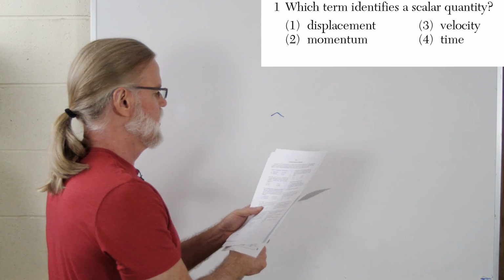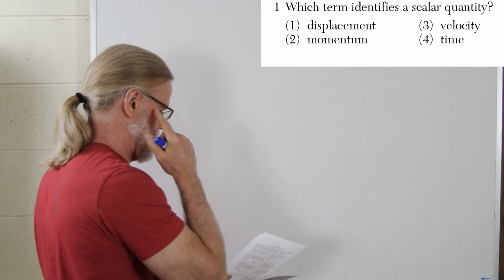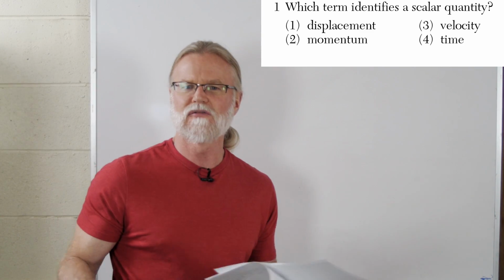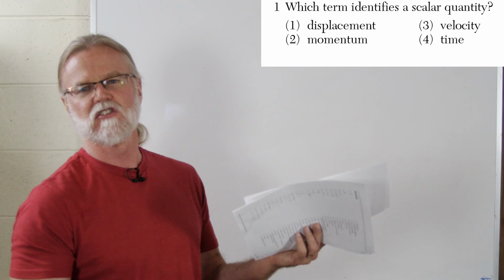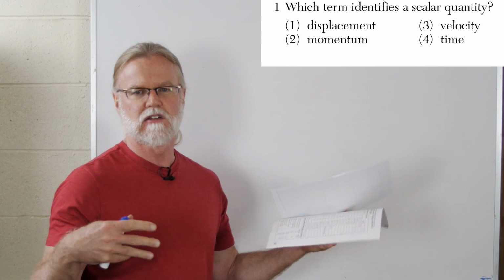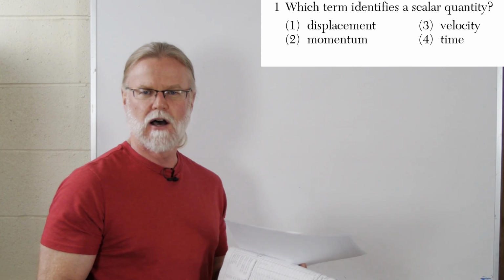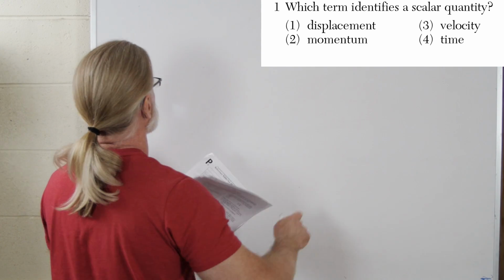Question 1. Which term identifies a scalar quantity? All right, let's know our vectors. Most things are scalars. A scalar, of course, is something that just has magnitude. It just has an amount. And a vector has a magnitude and a direction. More often than not, things are scalars.